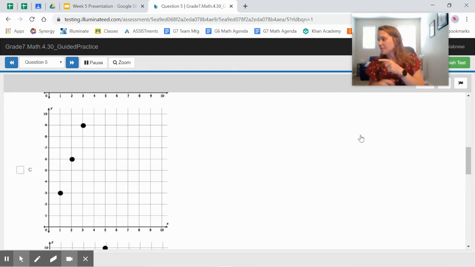You know what helps me? If you have your notes, you hold it up to the computer screen. I can't show you, but if you hold it up to the computer screen, you can see if it makes a straight line. That is always helpful.